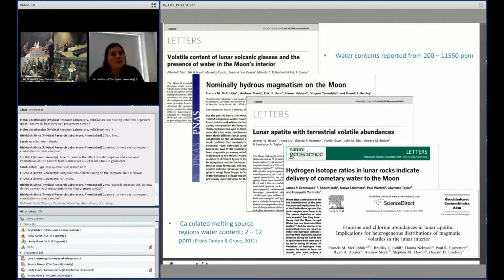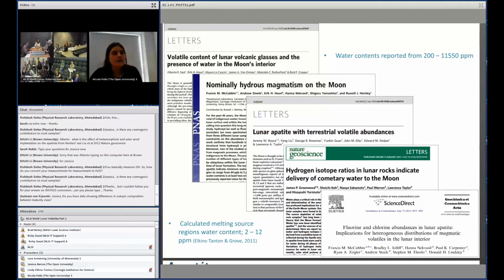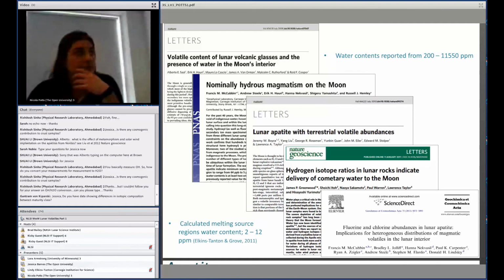And as we've heard from Lindy and from Jess's talk, there's been a lot of recent work looking at volcanic glasses and lunar apatite, and they've been finding quite high concentrations of OH in these samples. As we heard on Tuesday as well, we also have spacecraft which are detecting OH and hydrogen on the lunar surface.